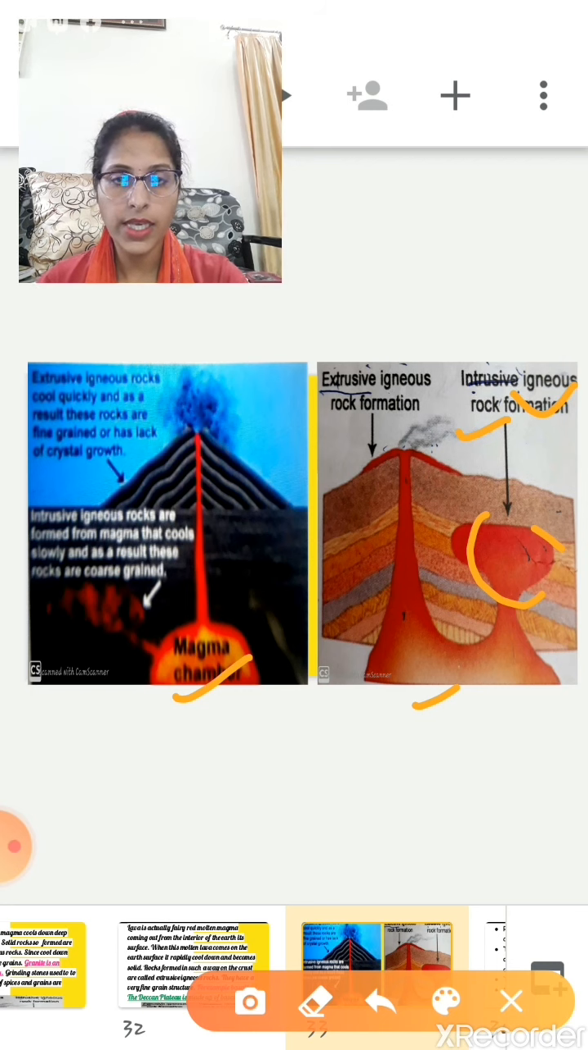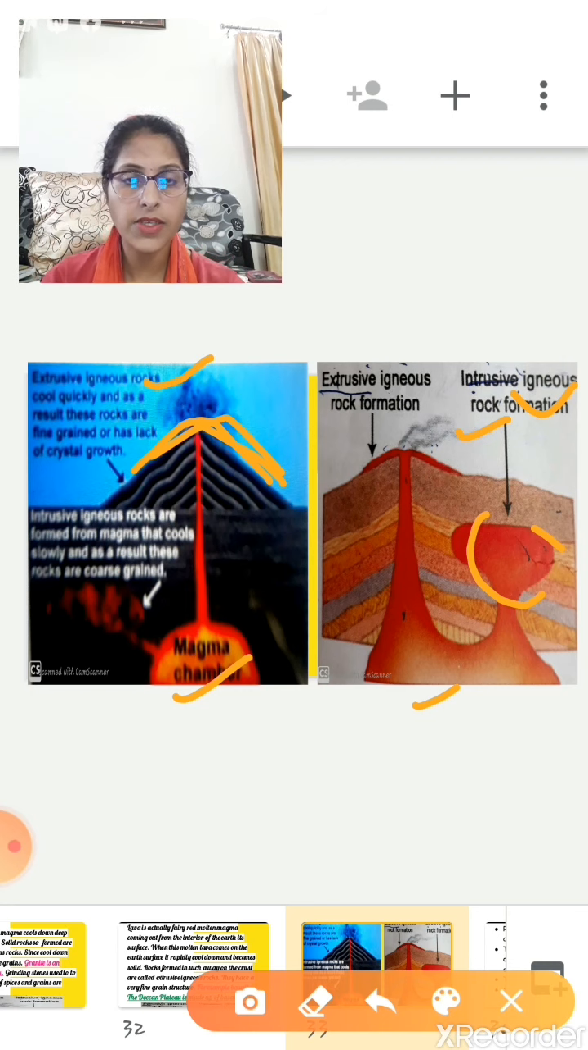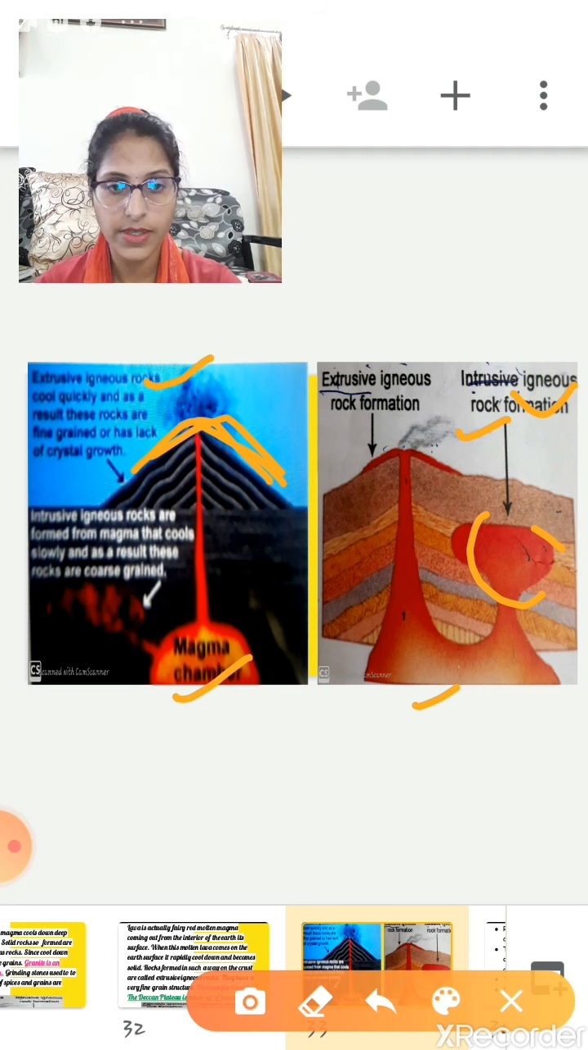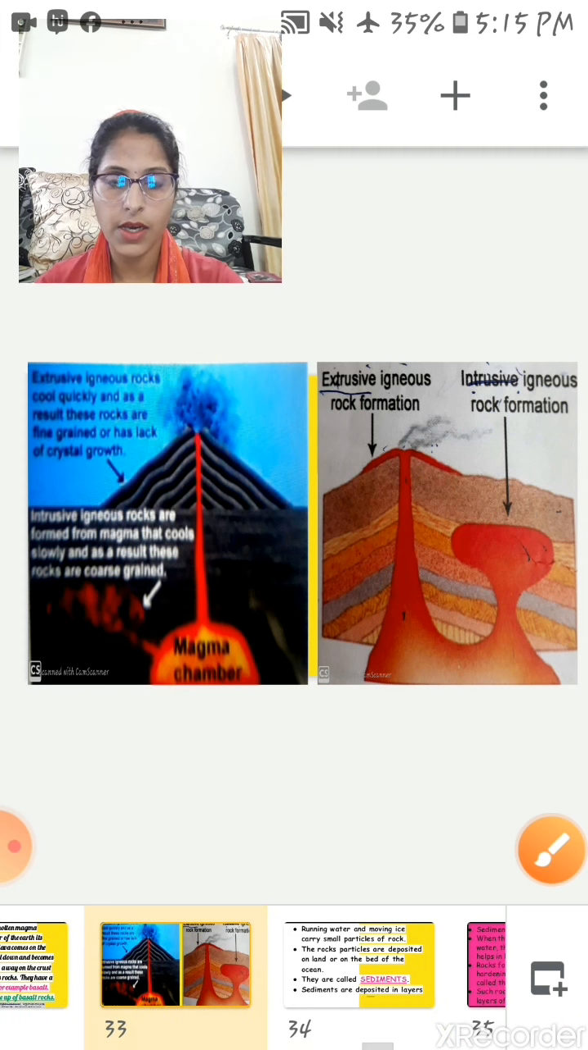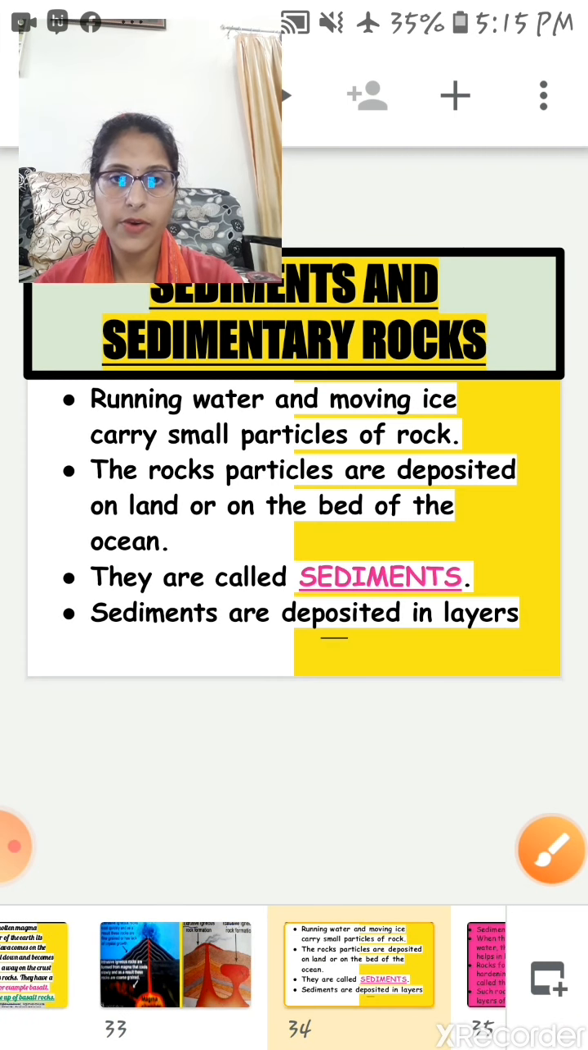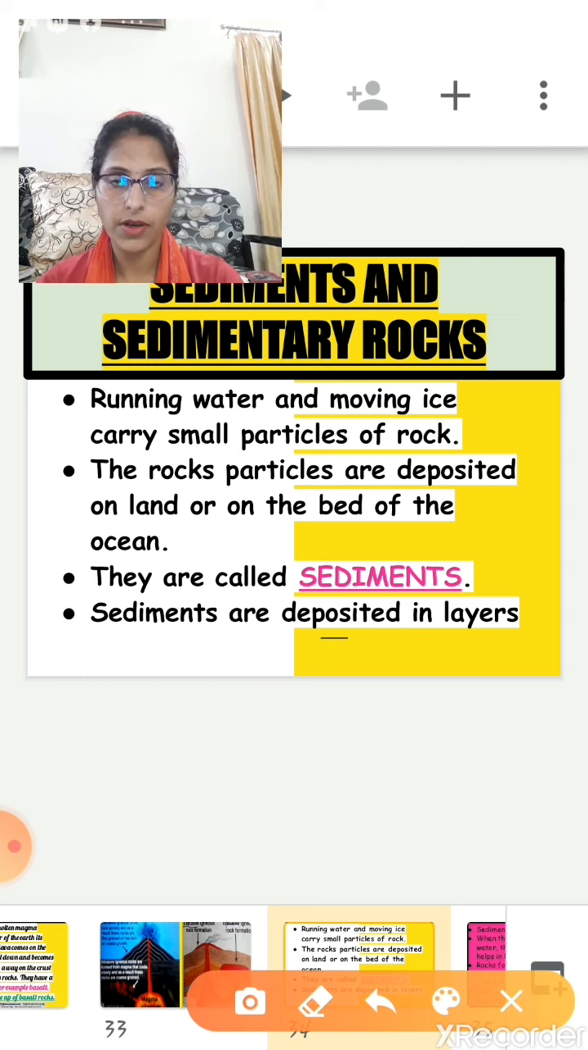And when the magma comes out from the interior of the earth onto the earth's surface through the volcanoes, then it cools down and solidifies, and it forms extrusive igneous rock. Clear? Intrusive igneous rocks are formed inside the earth and extrusive igneous rocks are formed on the earth's surface. Clear? Okay. Now the next type of rock is sedimentary rock.